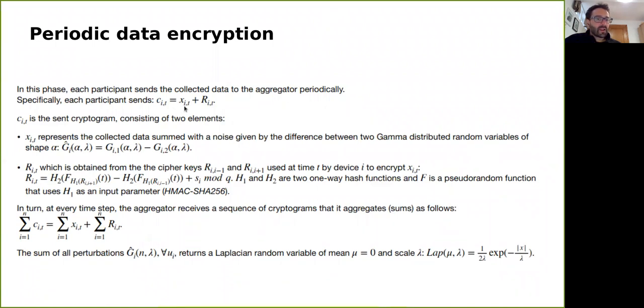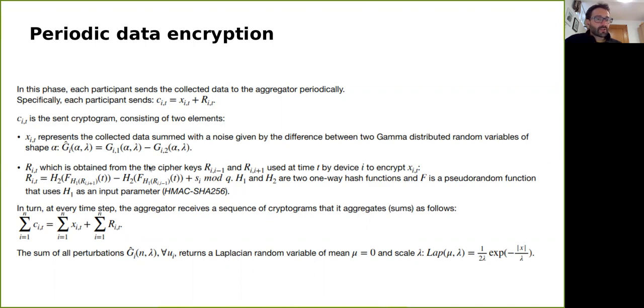XIT represents the collected data summed with a noise given by the difference between two gamma distributed random variables of a specific shape, for example, alpha. And the noise allows to introduce the noisy component so that the aggregator cannot disclose the owner of the data.